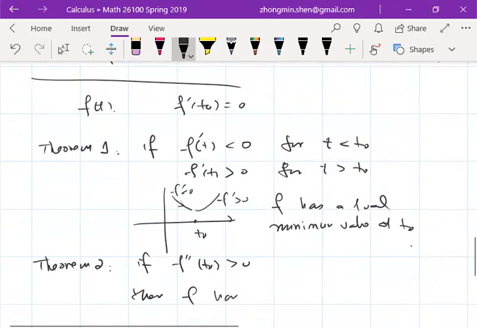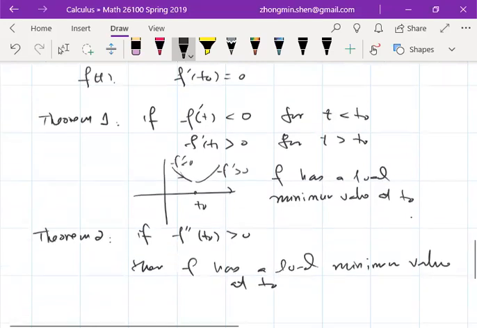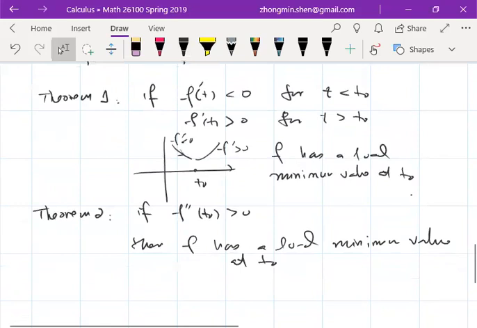This one has a local minimum value at t naught. Why is this true? Because this second theorem implies the first one. The second theorem implies the first one.